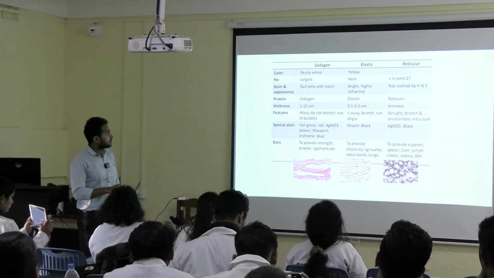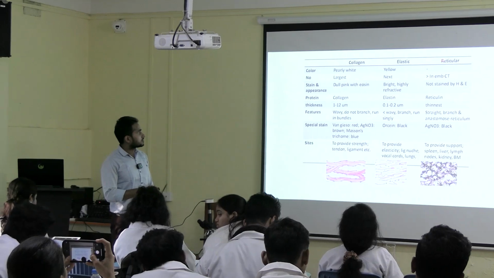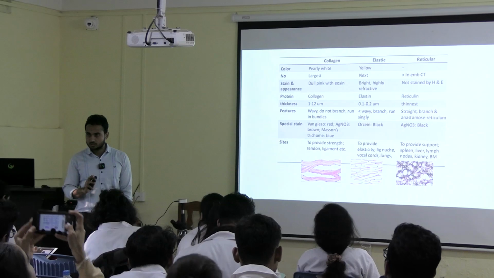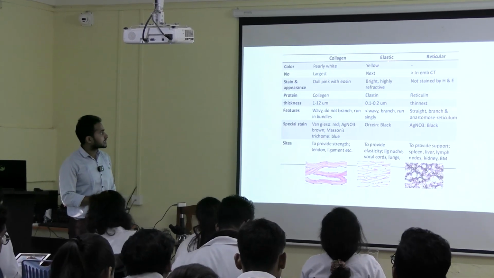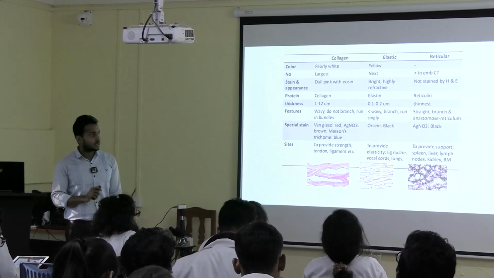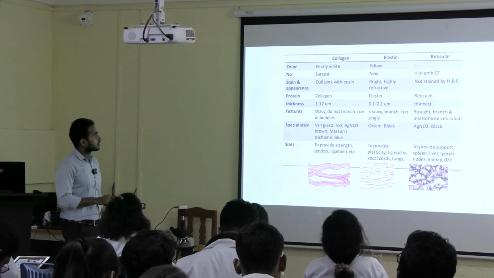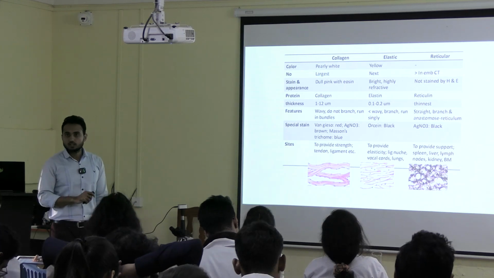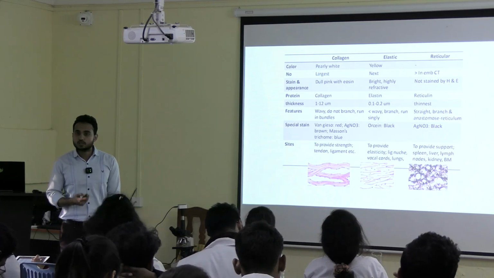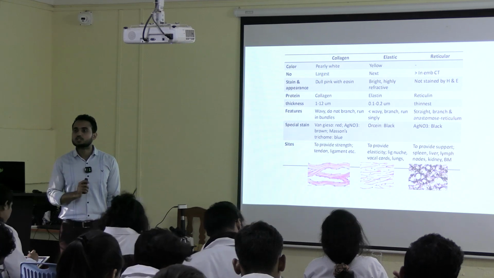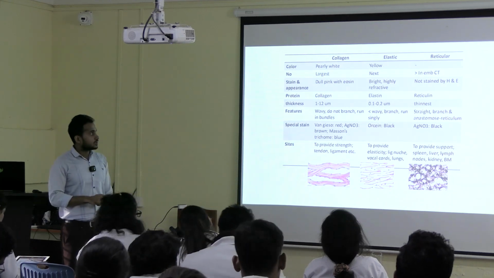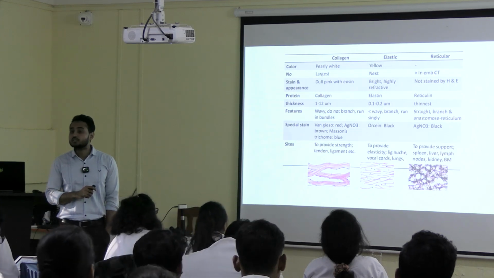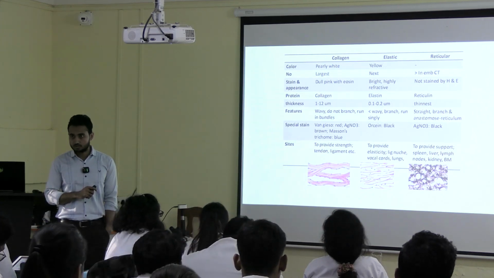So first you can see there are three types of fibers. Just now we have discussed three types of fibers, right? So you can see collagen fibers are there, elastic fibers are there, reticular fibers are there. Next you can see the color. Collagen fiber is purely white, elastic fiber is yellow in color. Why? Because of the elastin protein which is yellow in nature, that's why it appears yellow. Reticular fibers don't have any color. Can you comment? Any guess? It depends on the stain which you are using.